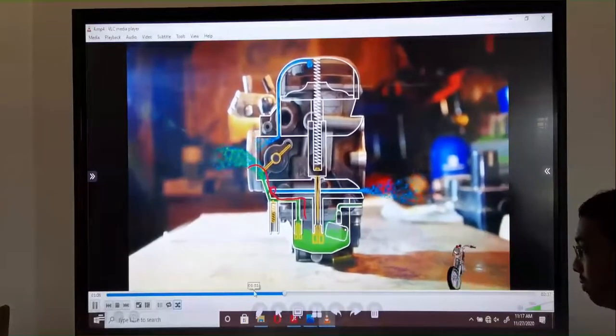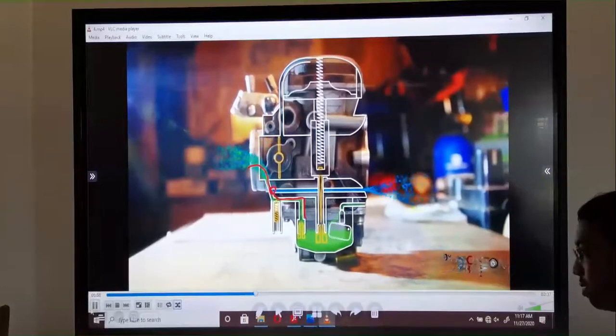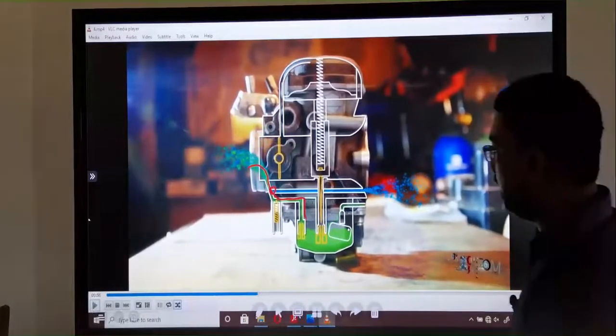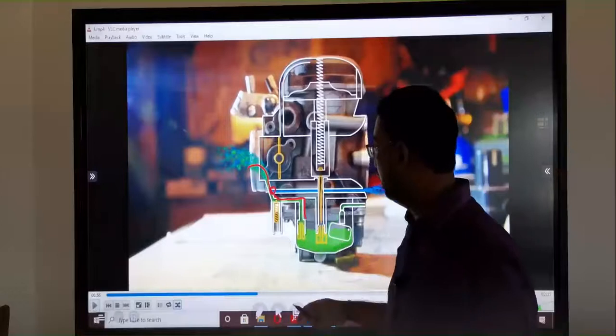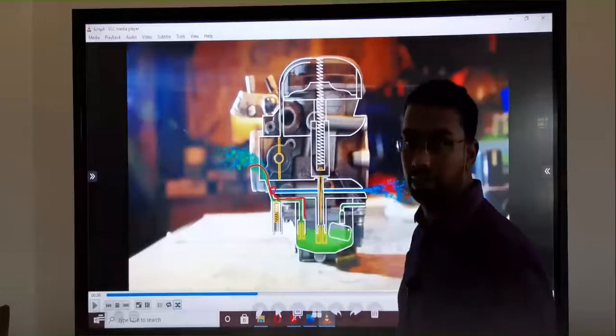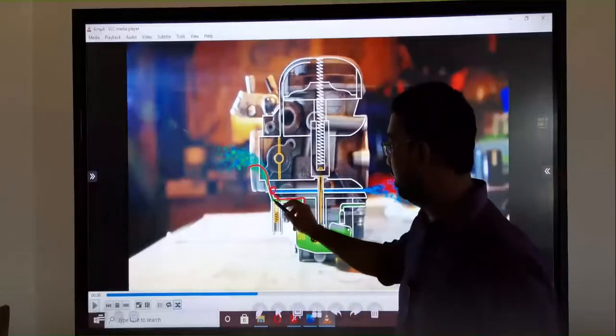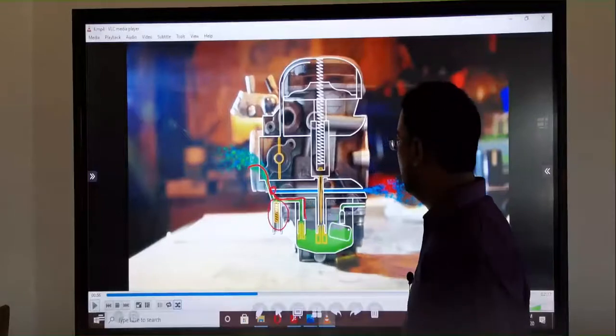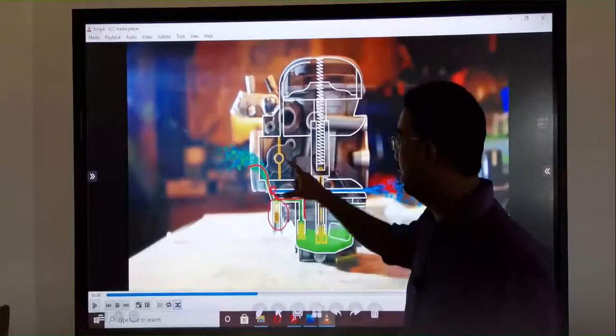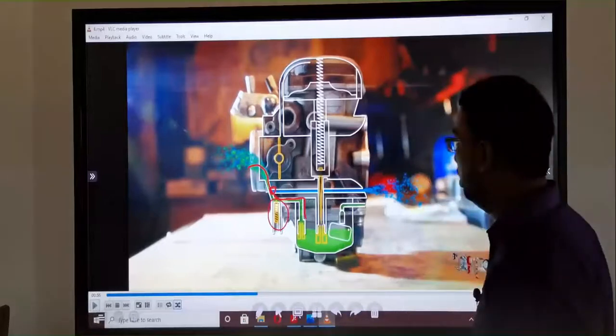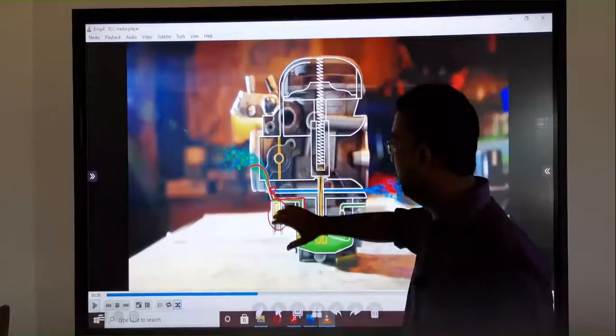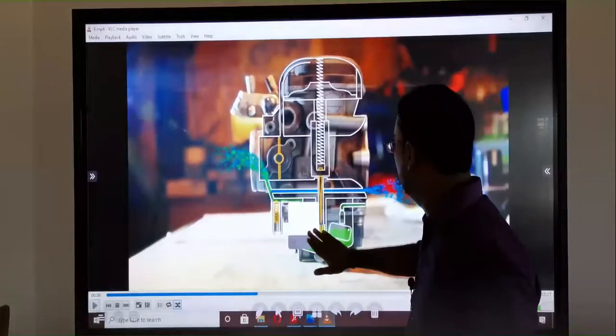Okay, there is an idle screw. Here we can control the fuel level. Okay, this is the idle screw. So this is an idle condition, and the throttle valve is fully closed. So next, see if the throttle valve is open, what will happen?